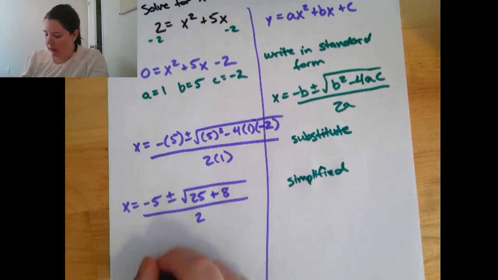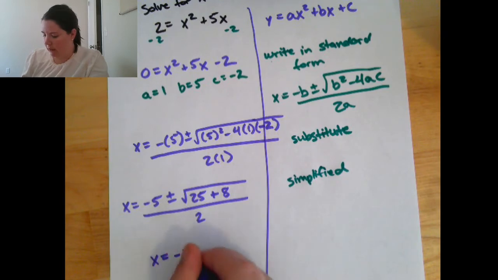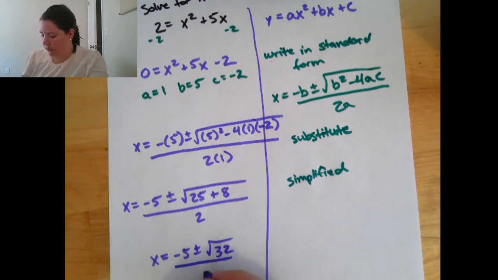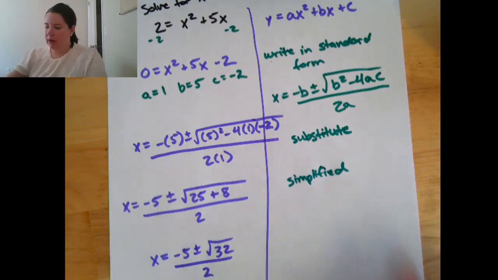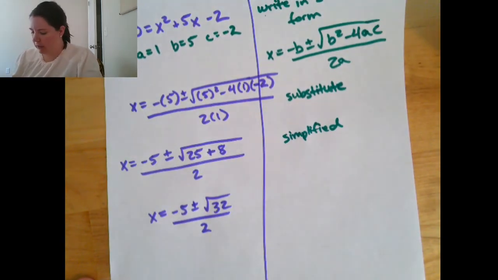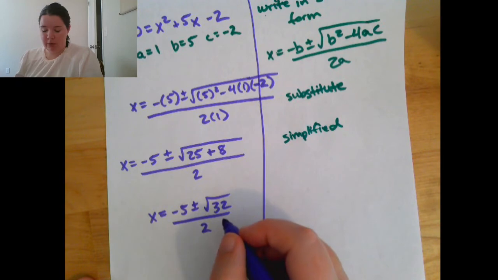Here we are. Simplify just a bit more. X equals negative 5 plus or minus the square root of 32 divided by 2. Okay. We don't know the square root of 32 just off the top of the head. There's nothing that multiplies by itself to get to 32. It's going to be something irrational. But we can put this in simplest radical form.